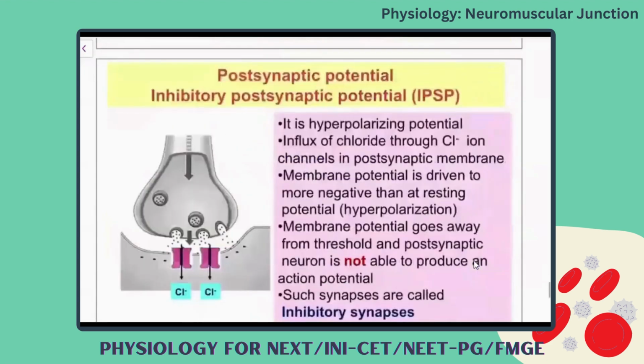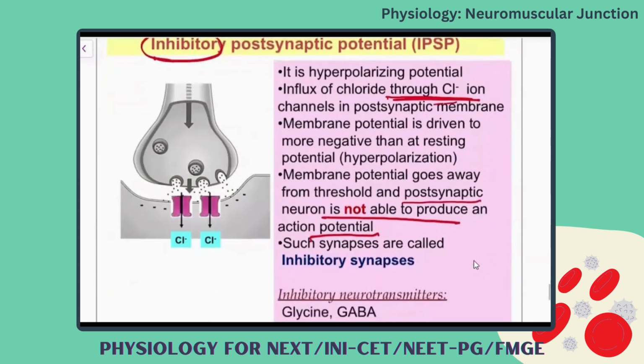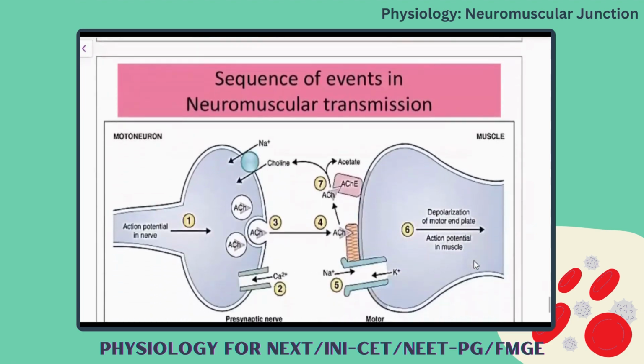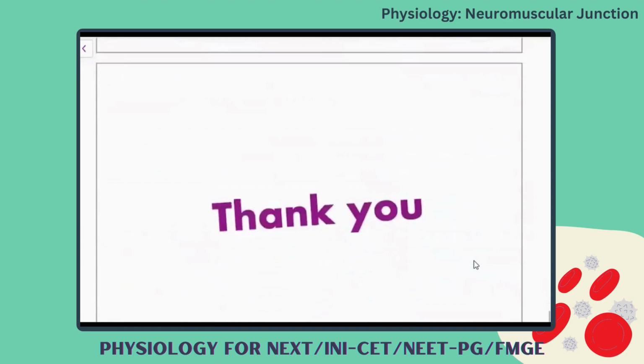The most important difference to remember is that the same process we have just seen happens in the excitatory postsynaptic potential, whereas in the inhibitory postsynaptic potential it is through the chloride channel. The postsynaptic neuron is not able to produce the action potential, because of the inhibitory neurotransmitters. So remember these two differences between EPSP and IPSP, and this is the same sequence of events we have seen. Okay, clear?